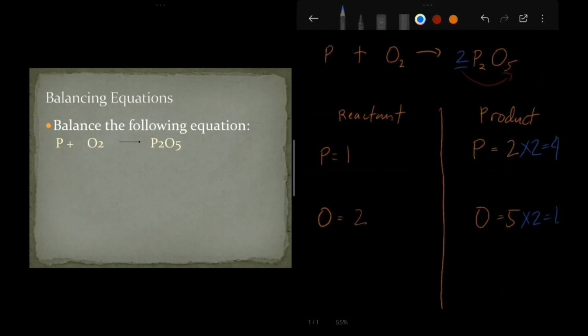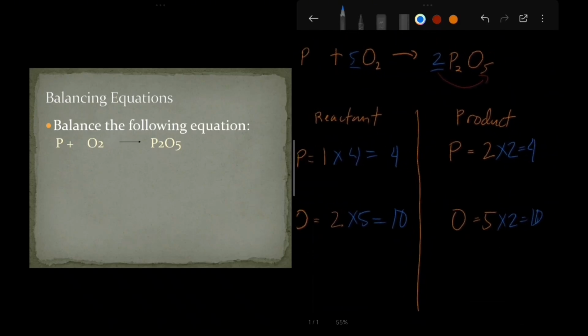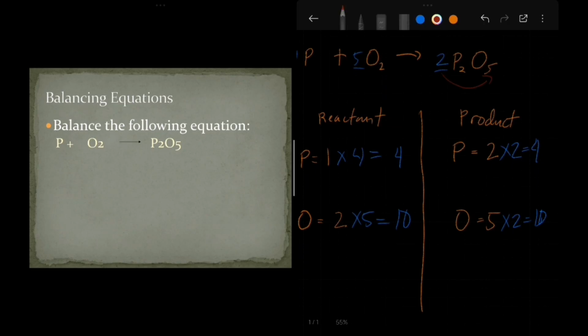Okay, so since our phosphorus becomes 4, definitely we can now put 4 here just to make it balance. So it becomes 4. So this, to make it 10, we can write here 5. Okay, so we have now here the balanced equation.